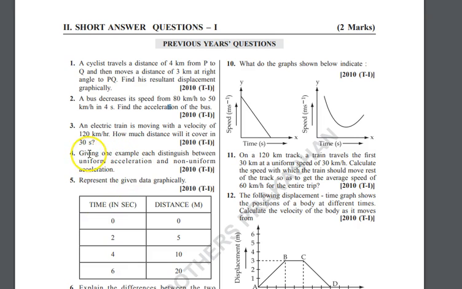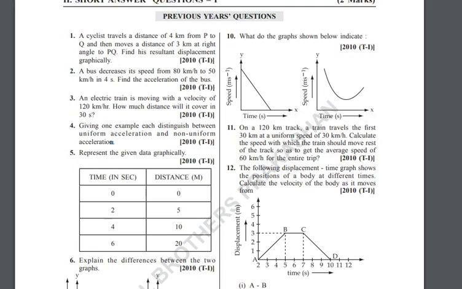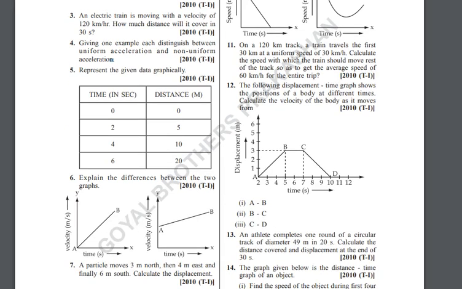That's the next question. Give one example each and distinguish between uniform acceleration and non-uniform acceleration. How to solve this? We have to give an example for uniform and non-uniform only. Earth is revolving around the sun. Non-uniform acceleration: a car is going through traffic. So we can give any example.